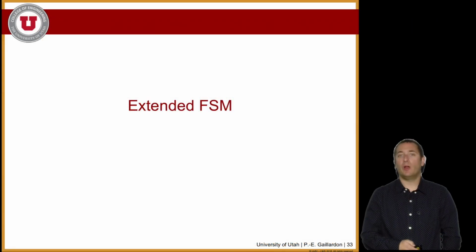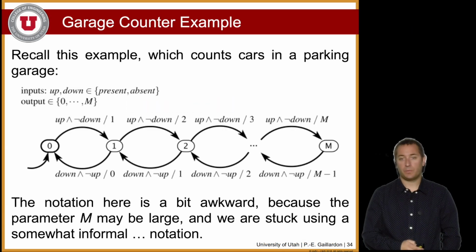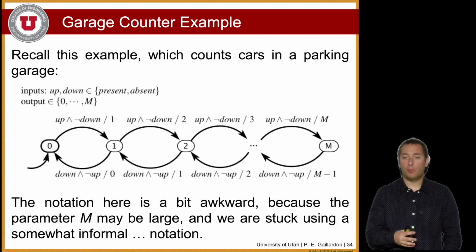We're now going to talk about extended finite state machines. Recall the previous example of the garage counter. When we looked at the finite state machine, modeling the actual model of the system, it was a little bit awkward because the parameter m can be very large, and that implies having to jump through all the states manually. So that creates a very informal notation.